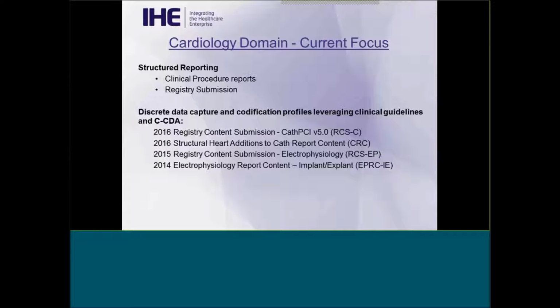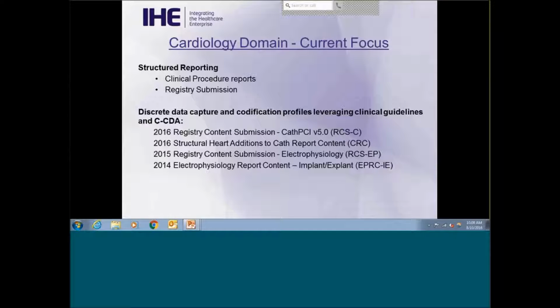This year, we started looking into how we can leverage the CDA structure for doing a Cath PCI registry based on the 5.0 version. But we've also done a lot of work in the area of clinical procedure reports. This year, we added structural heart information into the Cath report content profile, which we developed 3 years ago, or 2 years ago. We also developed a content profile defining the content of an electrophysiology report, especially dealing with the implant and explant aspects.